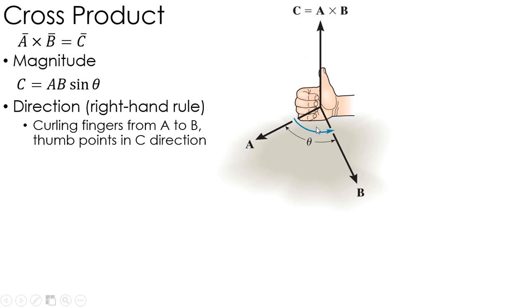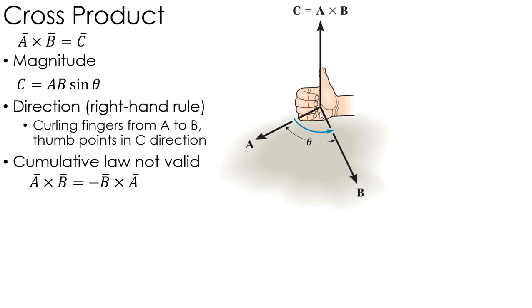So we have A cross B. You point your fingers on the right hand along the A vector, curl them, close them towards the B vector, and your thumb points in what we call the C vector, and that C vector is going to be perpendicular to both A and B, so perpendicular to the plane that A and B lie in.